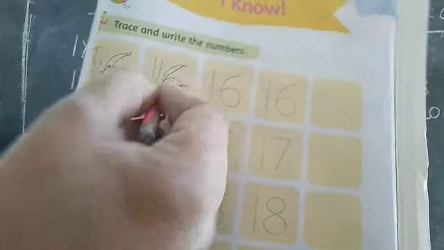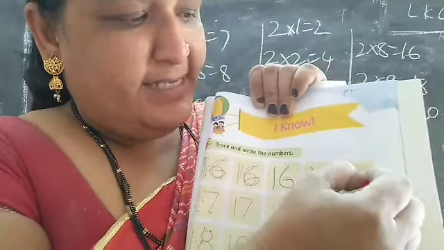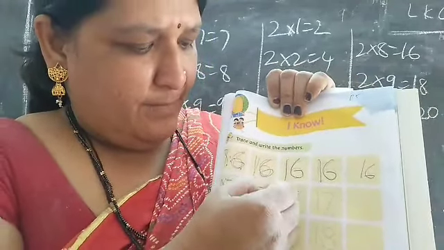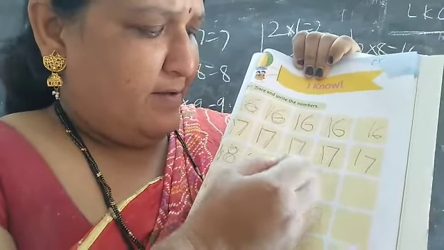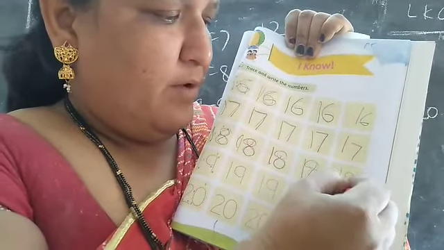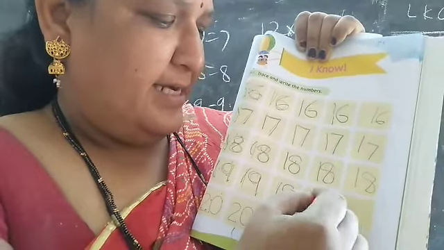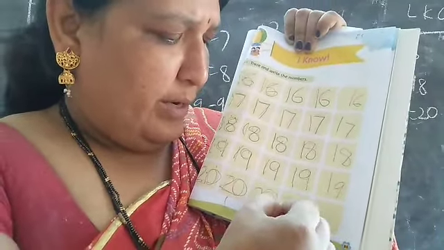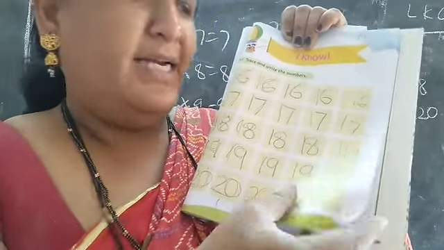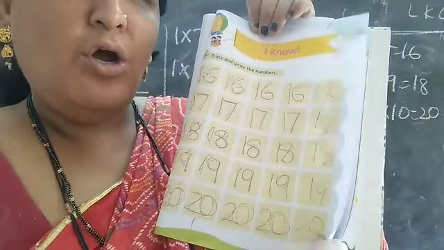Yes, children. So now 1, 6, 16. So trace, children. 1, 6, 16. 1, 7, 17. 1, 8, 18. 1, 9, 19. 2, 0, 20. Okay, children? So 16, 17, 18, 19, 20.